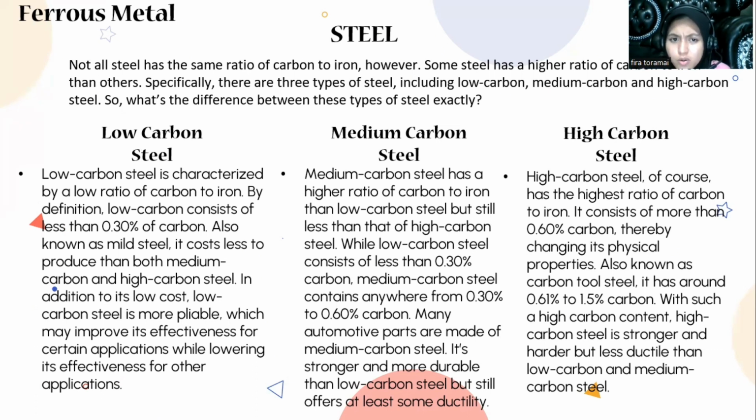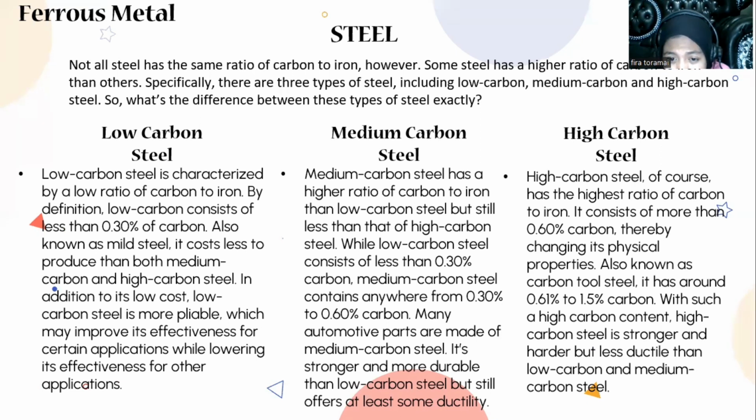Medium carbon steel has a higher ratio of carbon to iron than low carbon steel, but still less than that of high carbon steel. While low carbon steel consists of less than 0.13% carbon, medium carbon steel consists of anywhere from 0.13% to 0.16% carbon. Many automotive parts are made of medium carbon steel.